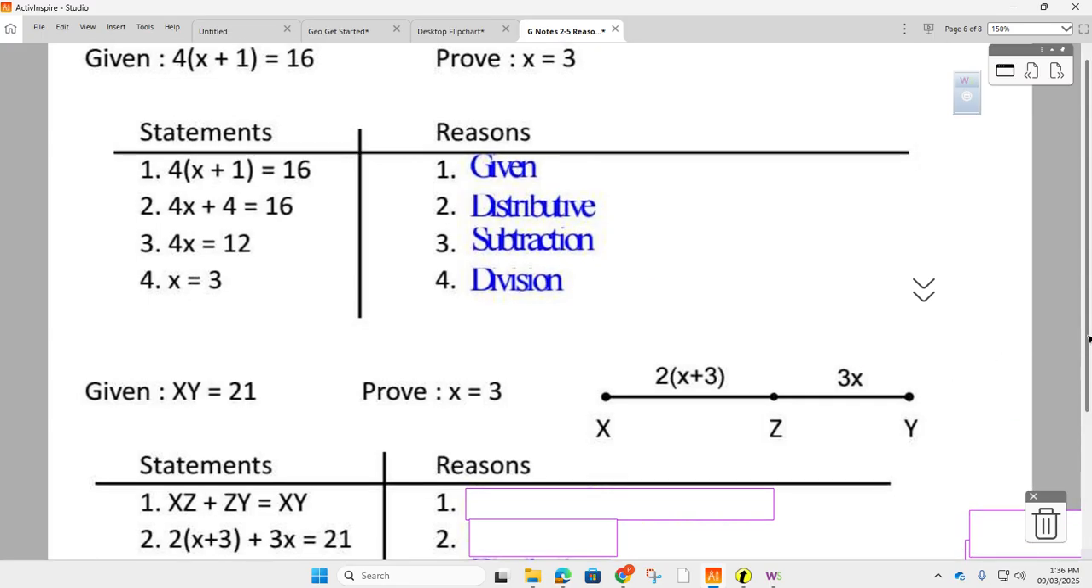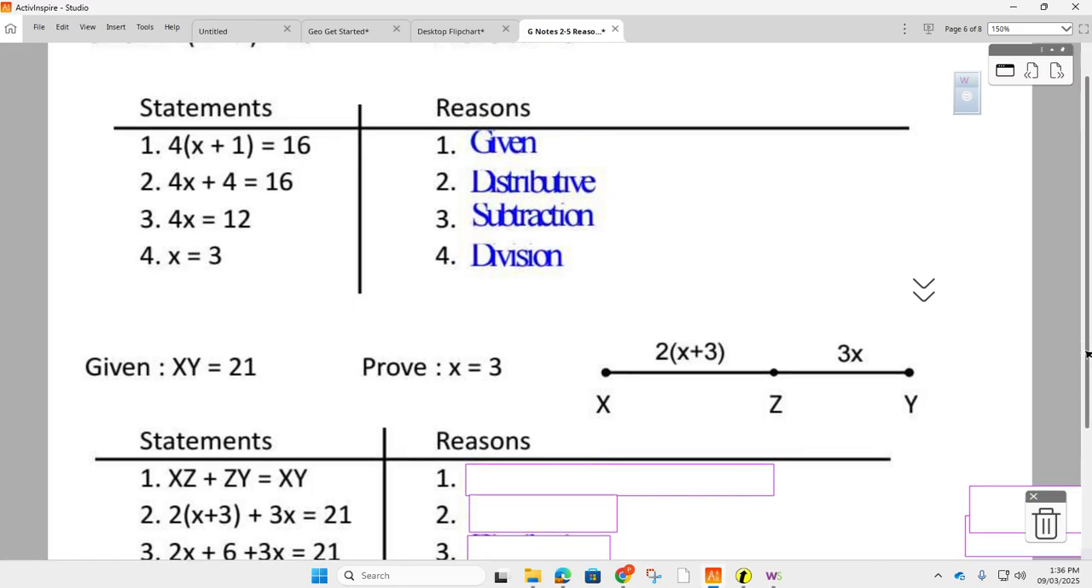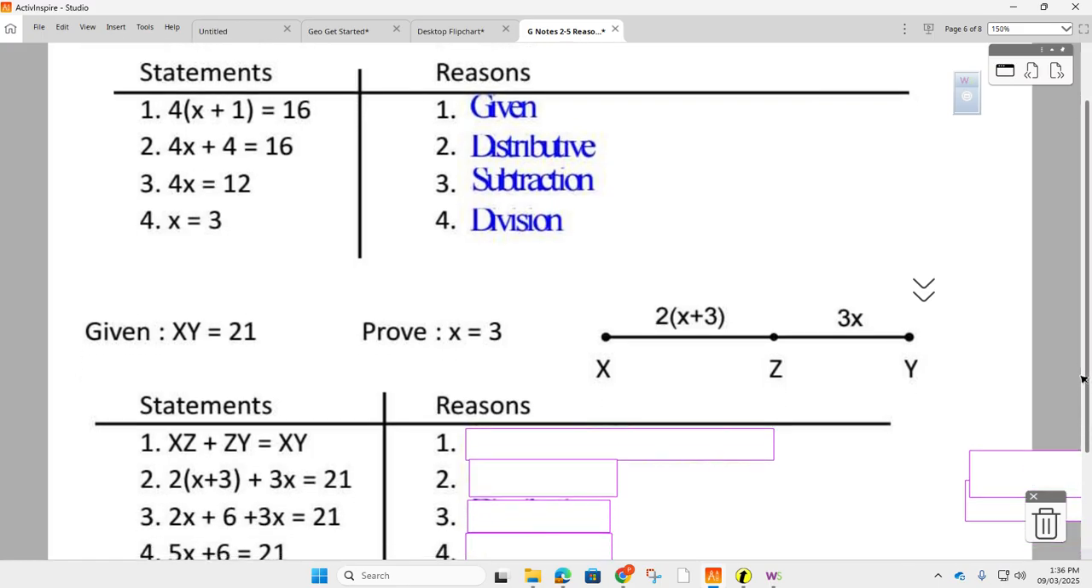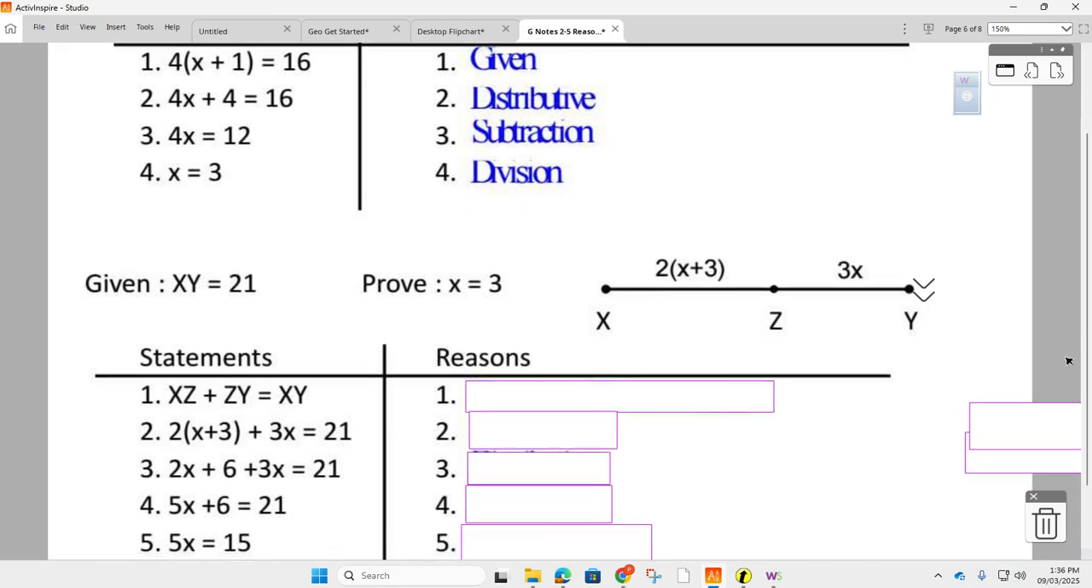So far we've done some basic ones, haven't used really any of our new geometry things, but this one we're going to use some geometry. So when you get here, make sure you're paying attention to the given information, the diagram. What does this 2 times x plus 3 mean here? What does this 3 times x mean here? The given is XY equals 21. What does that mean? Not division. We're not talking about, I'm asking you, what does this statement mean? XY equals 21. Angle. Right.